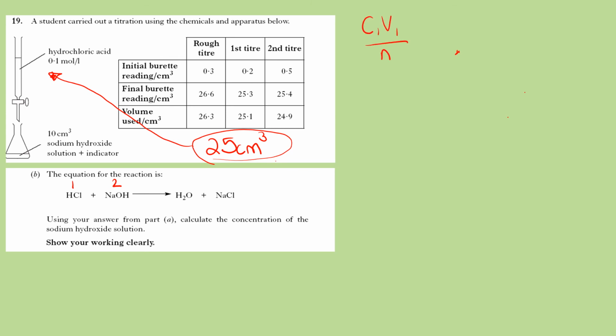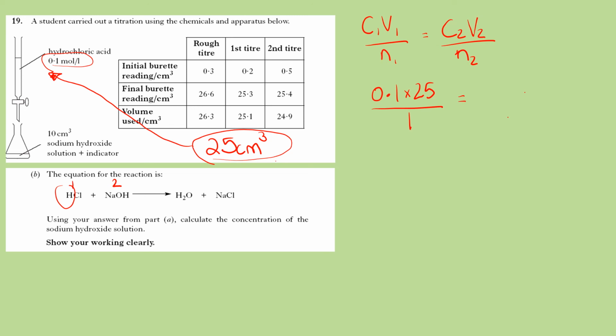C1V1 over N1 equals C2V2 over N2. Chemical number 1 is hydrochloric acid. So what's the concentration C1, the concentration of my hydrochloric acid? It's in the diagram, 0.1. What's the volume of my hydrochloric acid? Well, I worked that out in the previous question. That is 25. N1, what's the number in front of the balancing equation? 1. There is no number there.